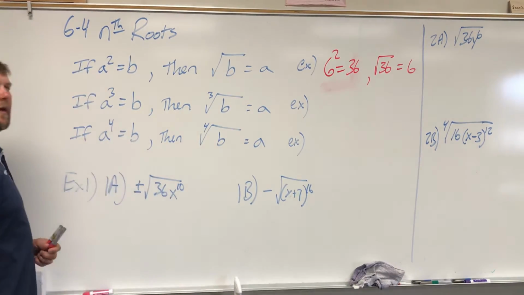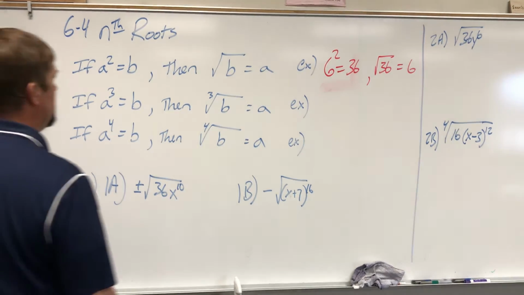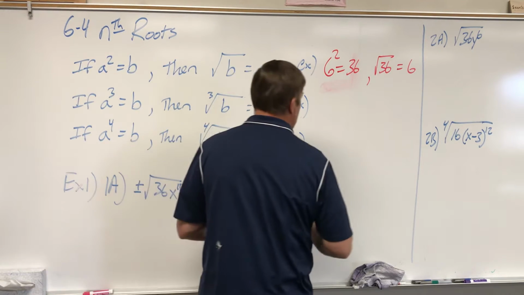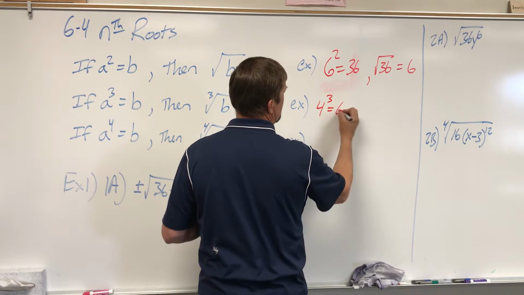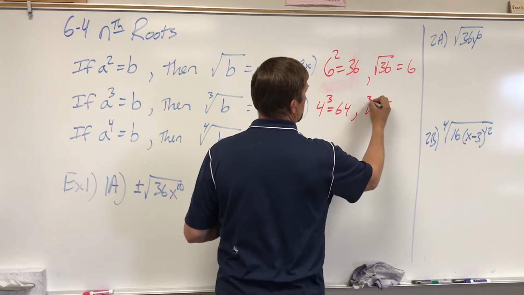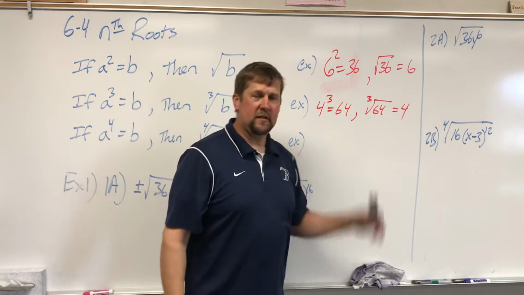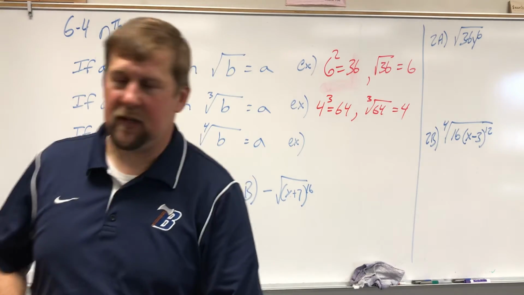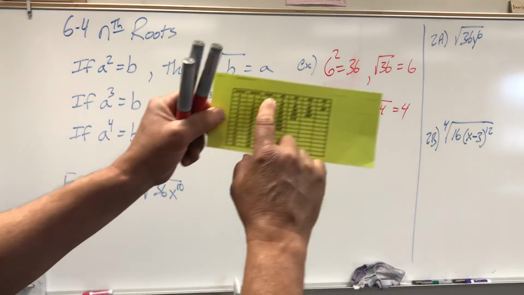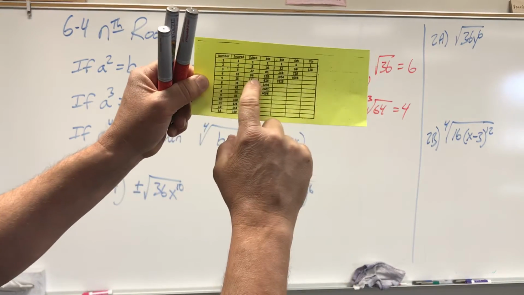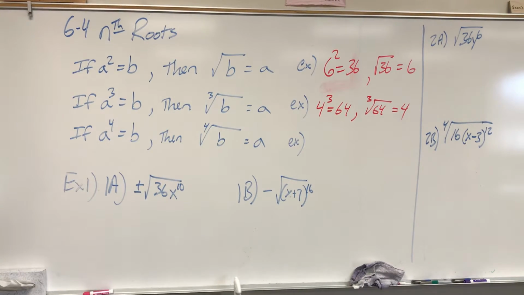Likewise, with cubics, if a cubed is equal to b, then the cube root of b must equal a. So if you have 4 cubed is equal to 64, then the cube root of 64 has to equal 4. 64 is considered a perfect cube. That should be in your list of perfect cubes. Cubics, 4 cubed is 64.